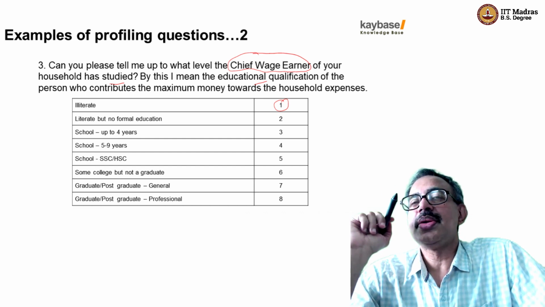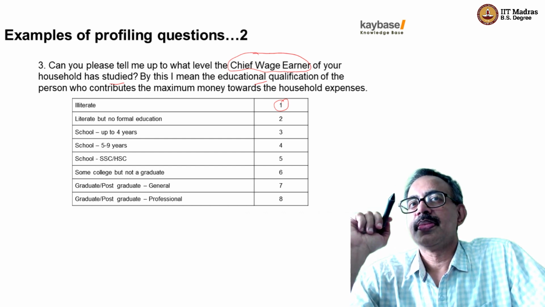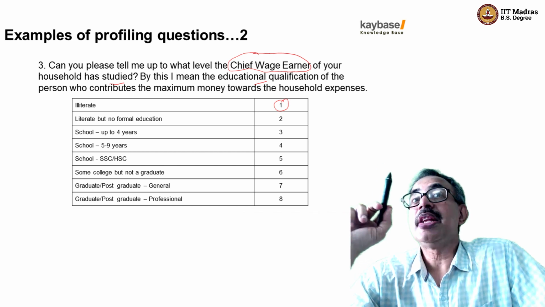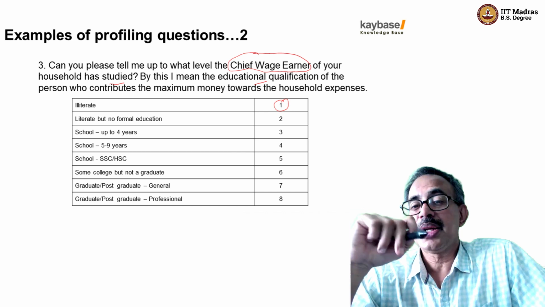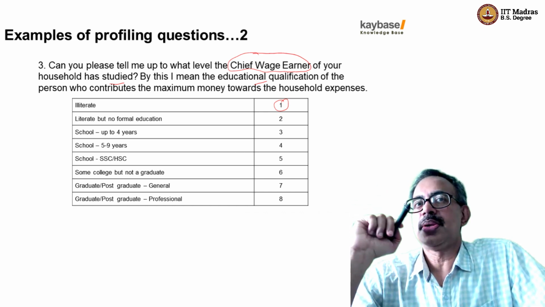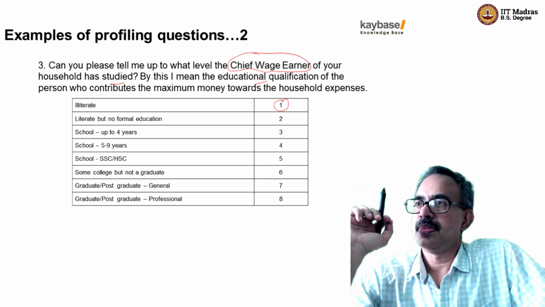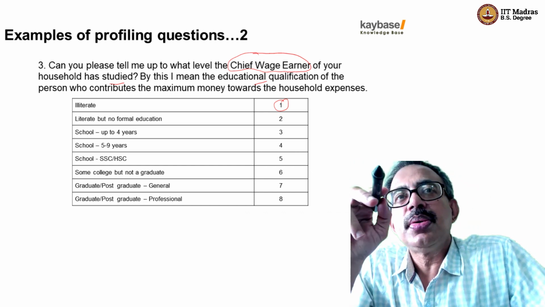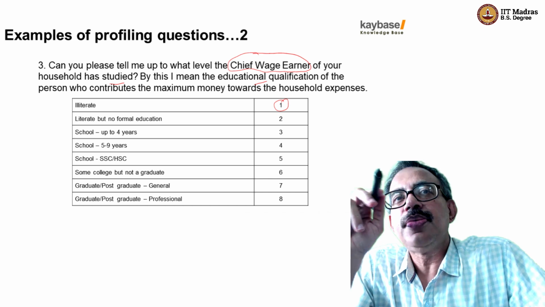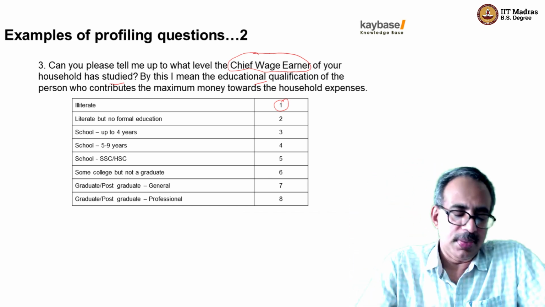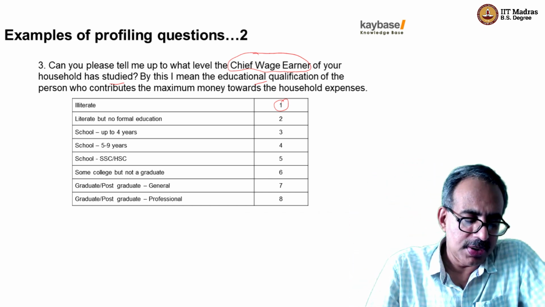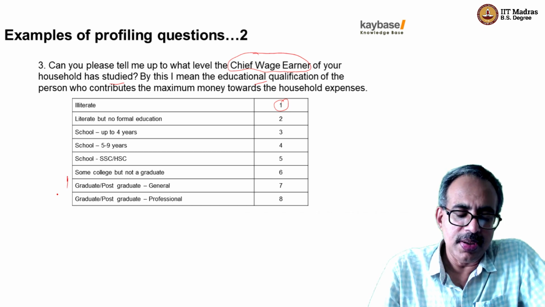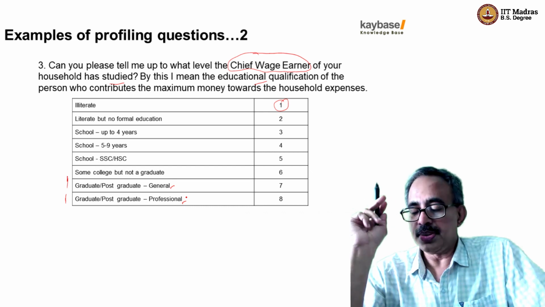Fine. What is universal literacy? 95% of the adult population can sign their own names. That is universal literacy, not 100%. Okay. What is the difference between a general degree and a professional degree? So the last few options here you can see, they say college, postgraduate, general, college, postgraduate, professional. What's the difference between these two?